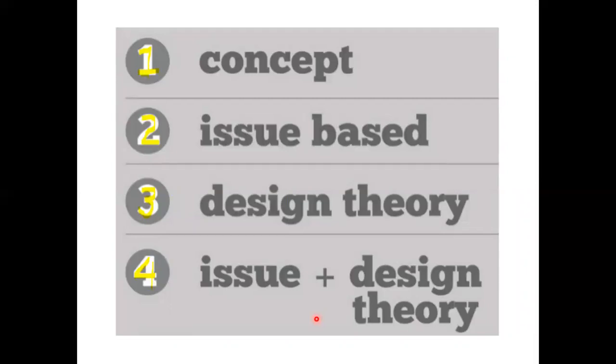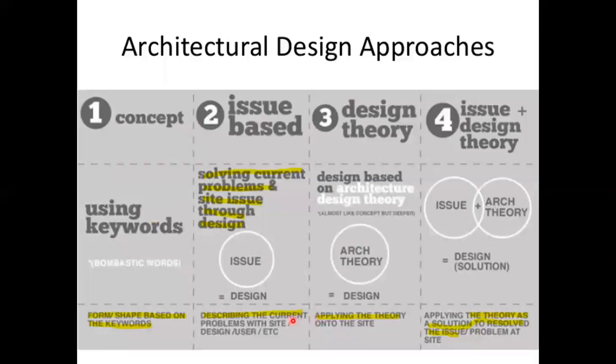So these are the 4 ways through which we can see that any architectural problem could be resolved. The first one is the concept. The conceptual one always uses keywords. These keywords can be relevant to the use of the building, or relevant to the site. Sometimes the shape of the building is based on those specific keywords.